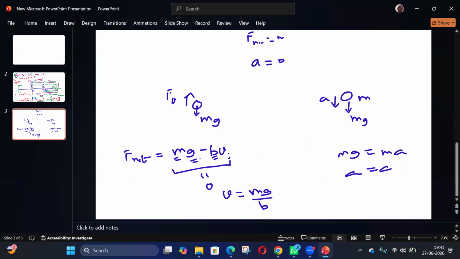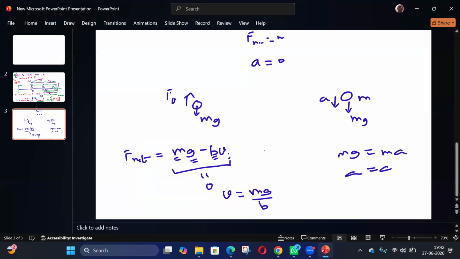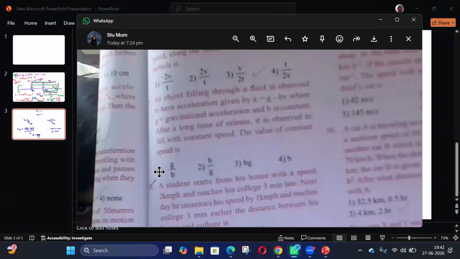This is the force. Okay, acceleration is g minus bv, right? I made a mistake. Acceleration is g minus bv. So force is mass into (g minus bv). So when this is zero, mass will not come. So v is g by b. Option 1.